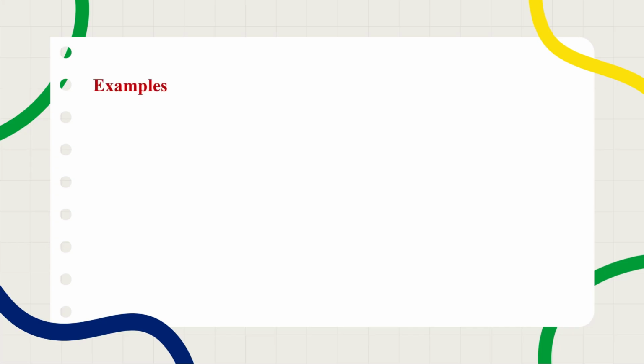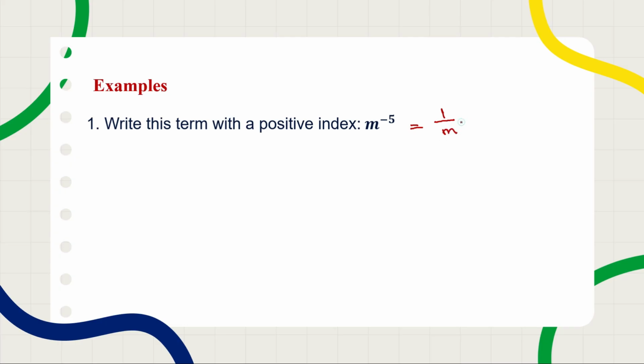And now let us practice what we have learned. In these examples, we will apply the rules of negative indices to different types of questions. Let us begin with example 1. Write this term with a positive index, m to the power of negative 5. We flip the value, we find the reciprocal of the value, it will be 1 over m to the power of 5.